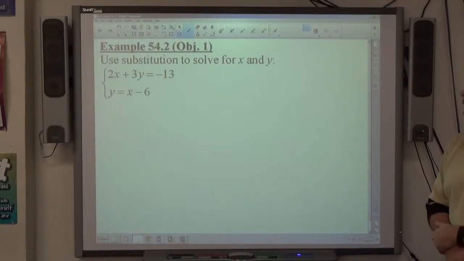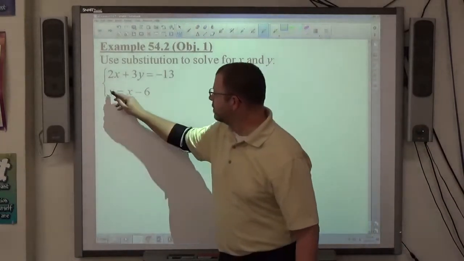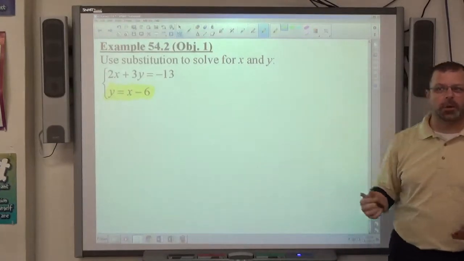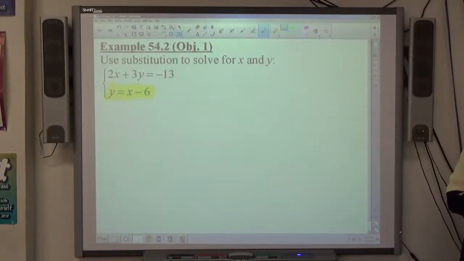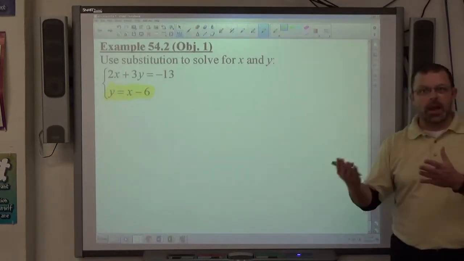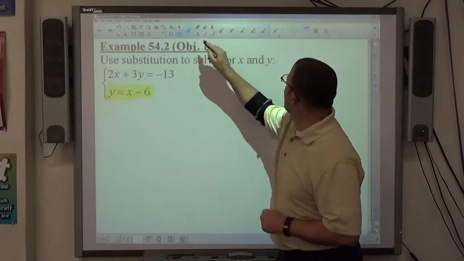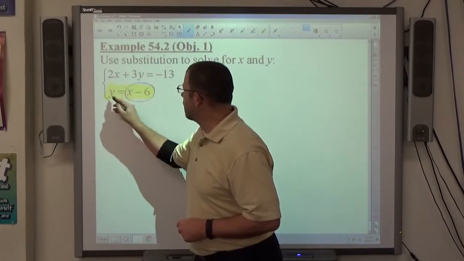Example 2. 2x plus 3y equals negative 13, y equals x minus 6. Once again, the bottom equation, it's not always going to be the bottom equation, but the bottom equation has the structure we're looking for. Step 1: a letter in the problem, y in this case, equals something else. Again, either x equals or y equals is perfectly fine to use. And the usefulness of that is this expression, x minus 6, is the same as y.